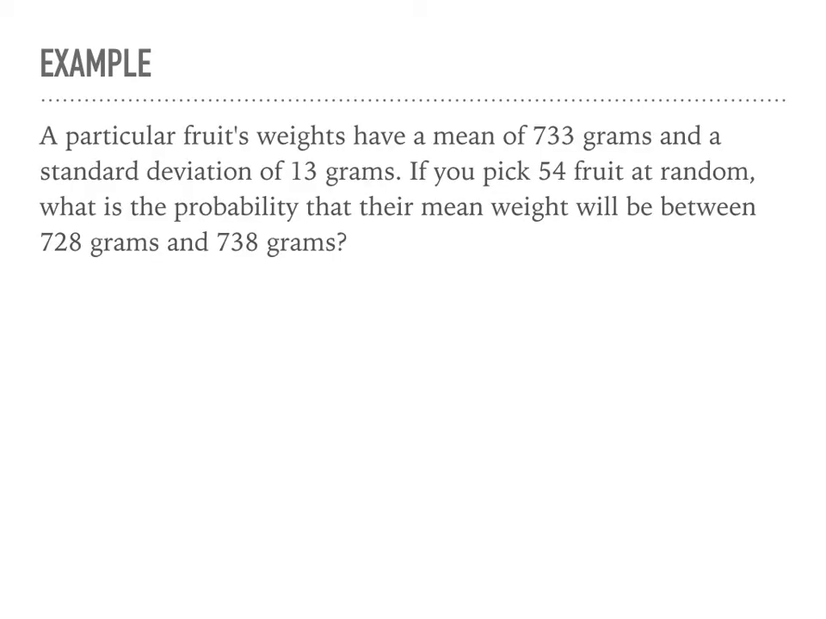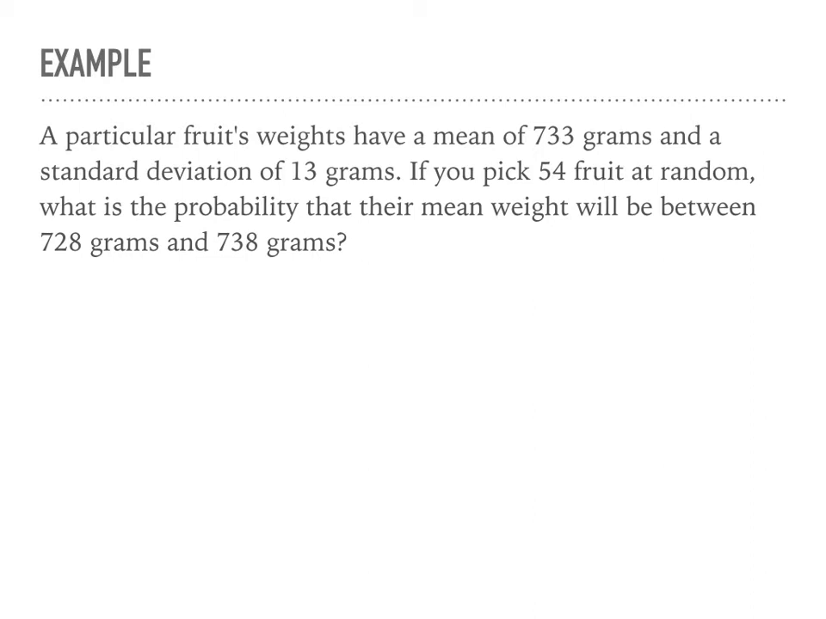Let's take a look at an example together again. A particular fruit's weights have a mean of 733 grams and a standard deviation of 13 grams. If you pick 54 fruit at random, what is the probability that their mean weight will be between 728 and 738? Now, before we start listing our summary, there's something interesting about this example compared to the previous examples we've been working. In this example, it does not assume that the fruit's weights are normally distributed.